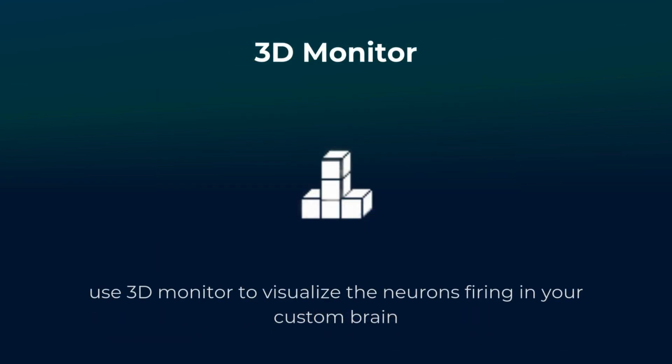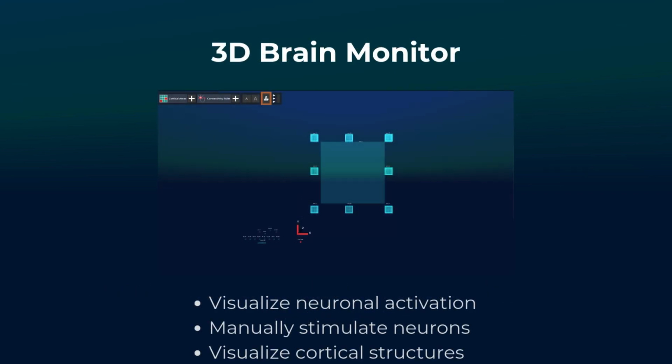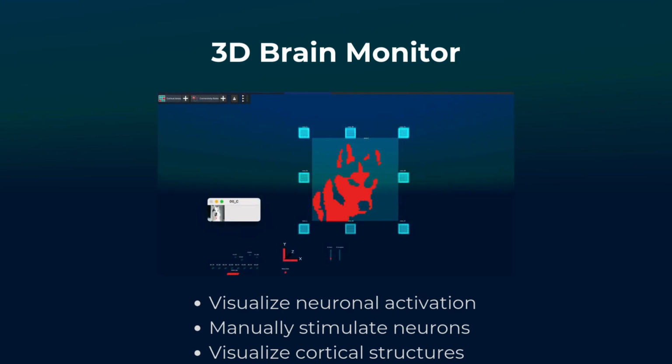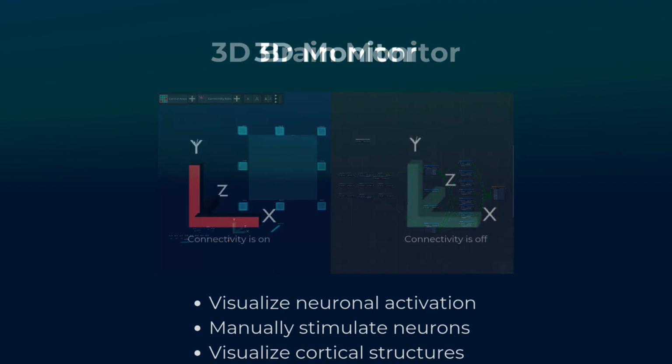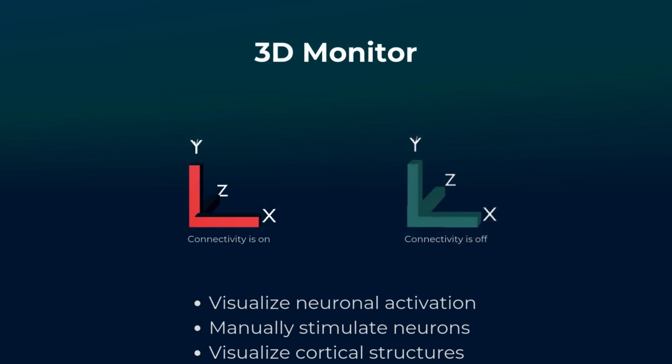The 3D monitor view allows you to visualize the neurons firing in your custom brain. The blue boxes represent cortical areas that turn red when activated. You can manually activate the neuron by holding Shift and clicking that specific box, turning it green. The layout of your cortical areas make up the 3-dimensional cortical structure of your custom brain. As you can see by the X, Y, and Z axes in the brain, your cortical areas can range into different heights and lengths. This axis also serves to monitor if the brain's connectivity is on or off.